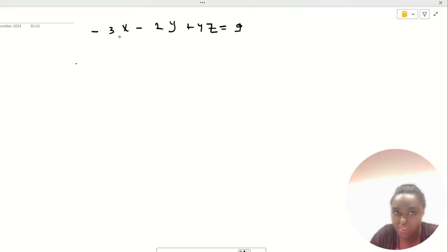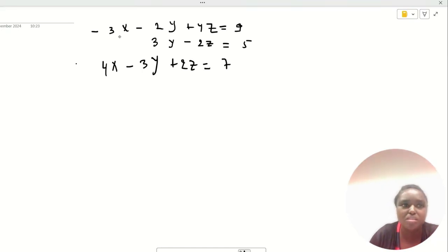And the second equation is 3y minus 2z equals 5. And the other equation is 4x minus 3y plus 2z equals 7. This is the system that we have, and they want us to solve it using Gauss-Jordan elimination.